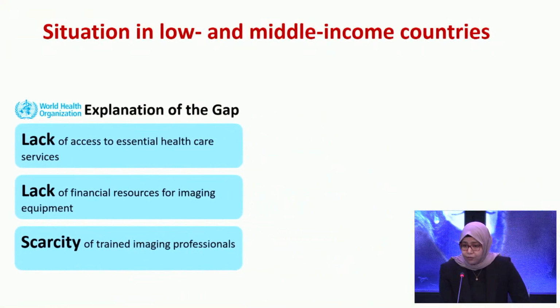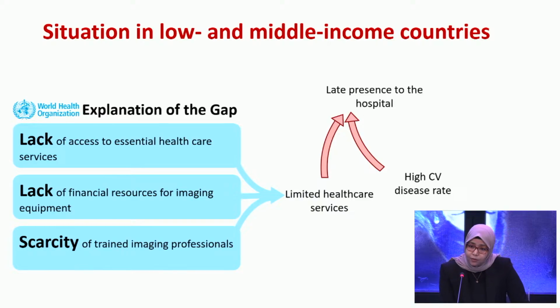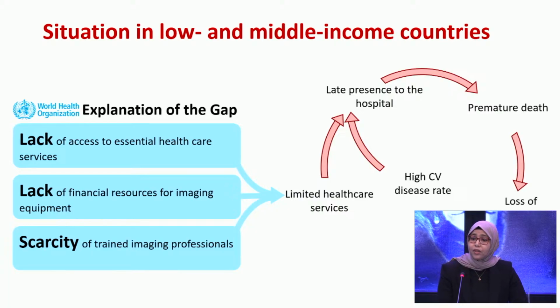So when I try to make sense of that, if we collect all these into one, which is limited healthcare services, together with the already existing high cardiovascular disease rate in these countries, this would lead to a late presence to the hospital. That would lead to premature deaths, which in turn would lead to loss in productivity, which in turn would lead to poverty. And poverty comes with many complications, such as limited access to healthy food and to preventive healthcare services, exposure to environmental factors, such as air pollution, and also vulnerability toward behavioral risk factors, such as smoking.